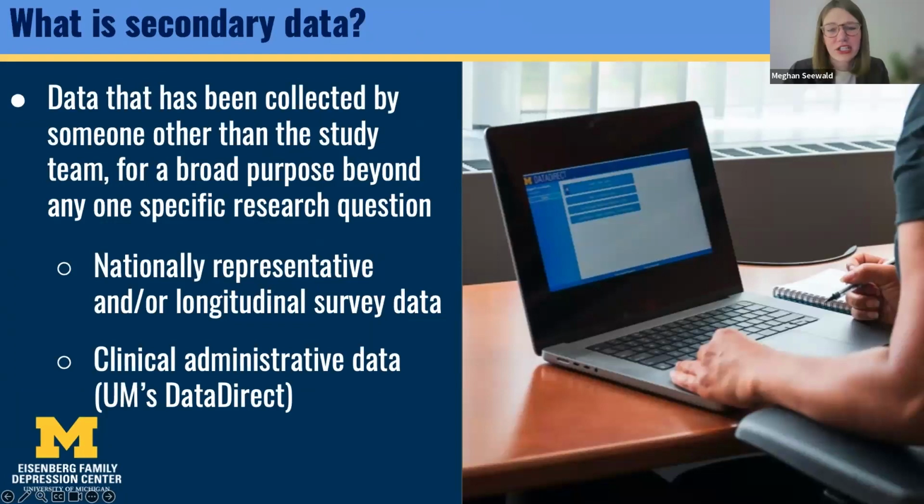If you are new to secondary data and you're not sure what that means, secondary data is just data that you've not collected yourself to answer a specific research question, but rather the data's already been collected by someone else or some other institution, usually for a much broader purpose. For our team, this can take generally one of two forms. So we're either referring to data from a large national survey, usually either nationally representative or longitudinal, on a very broad topic with lots of different measures, and there's many examples of those types. But we also use this term to refer to clinical administrative data, such as U of M's DataDirect tool, which is what we're going to spend our time talking about today. Next slide.